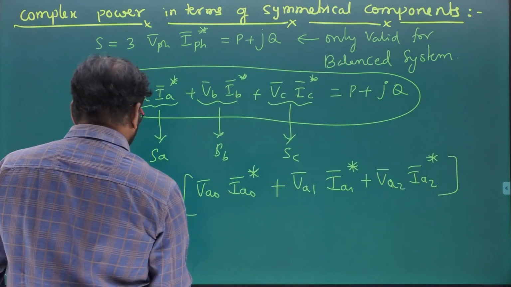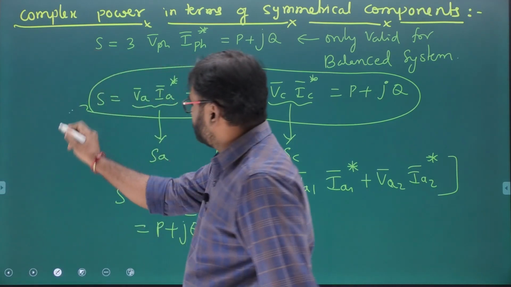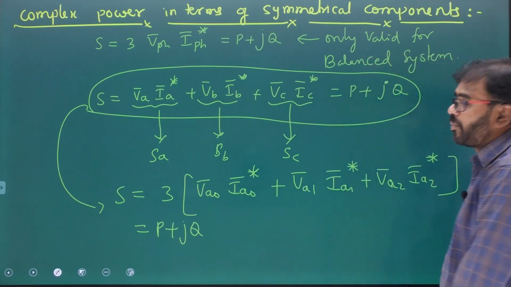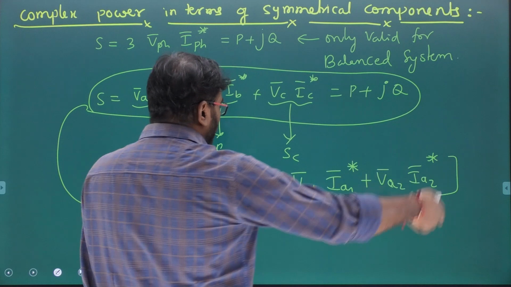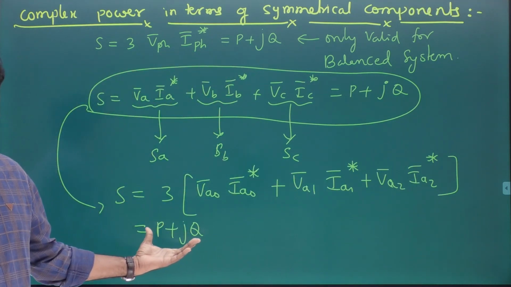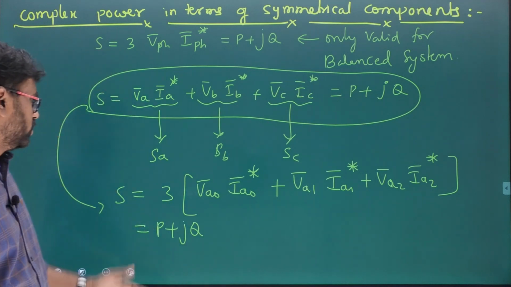In that, the real part is active power, and the imaginary part is reactive power. So these two expressions we can use for an unbalanced system, depending on what is available. Suppose VA0, IA0, VA1, IA1, VA2, IA2 are given. Simple way we can draw it like this, instead of calculating VA, IA, VB, IB, VC, IC, which is a lengthy approach. This is a shortcut method.